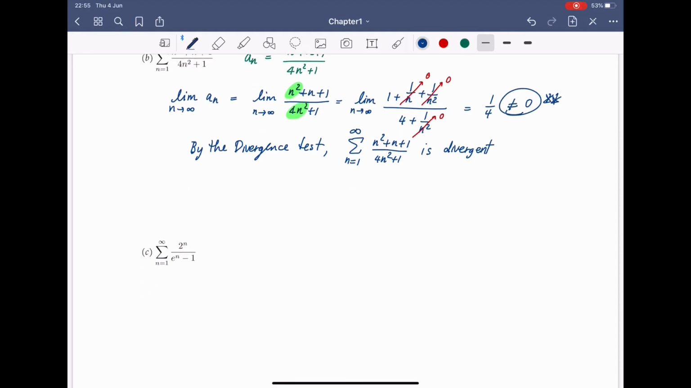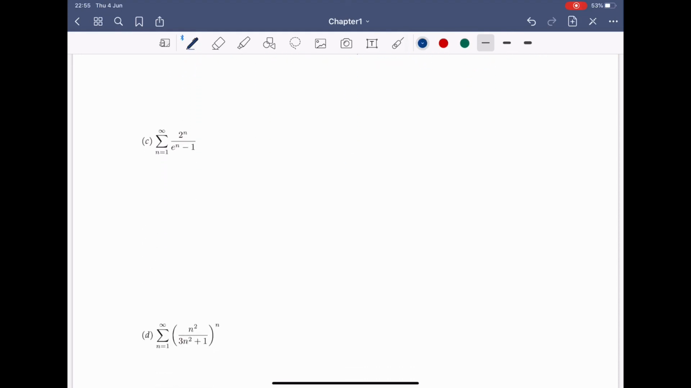Alright, so let's do part C. Let's try the divergence test first, and see if we can compute this limit: 2 to the n over e to the n minus 1.